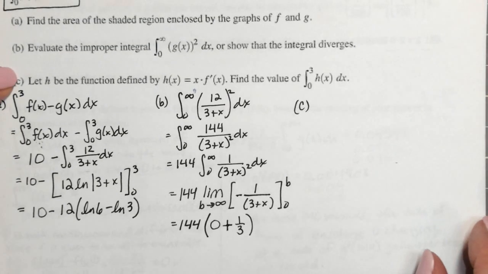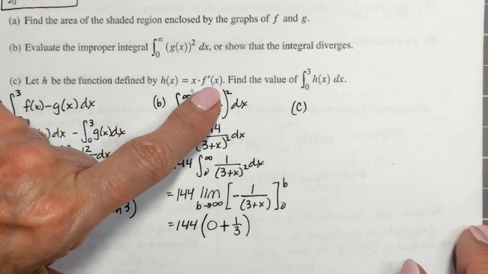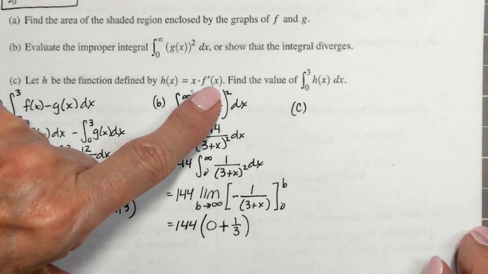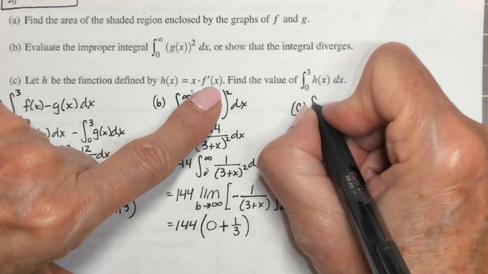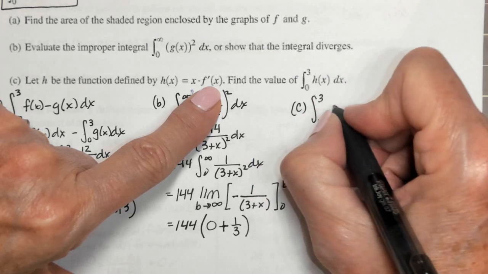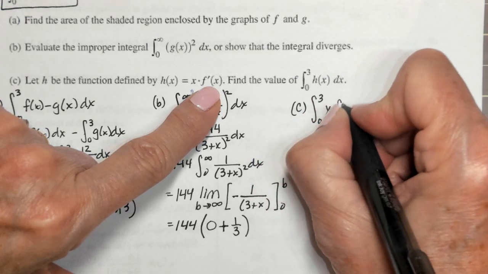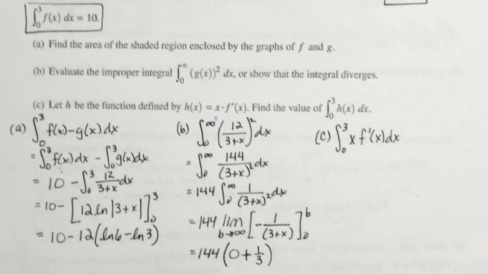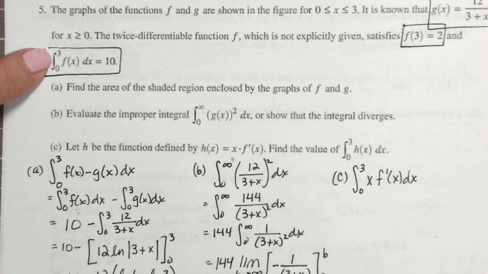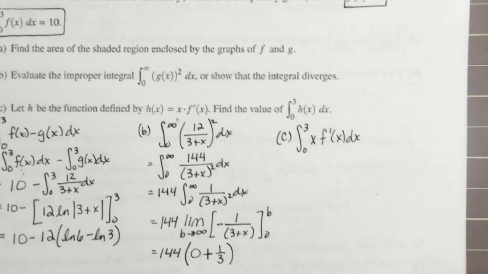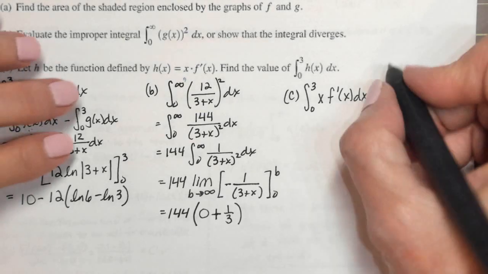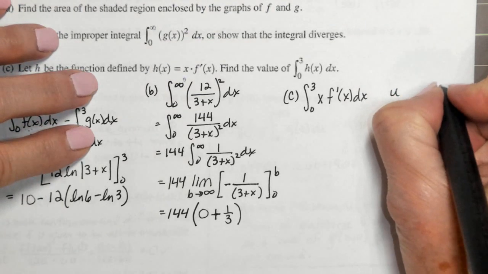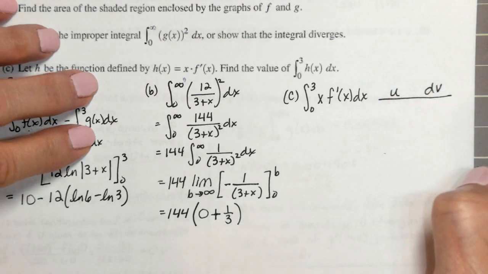Let h be the function defined by this. Find the value of the integral 0 to 3 of h. So we want the integral from 0 to 3 of x f prime of x dx. And we do not know the function for f. All we know is this integral for f. Okay? So how are we going to do this? By parts. U dv. By parts.